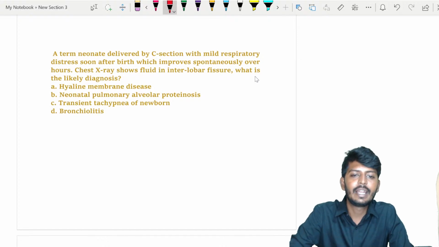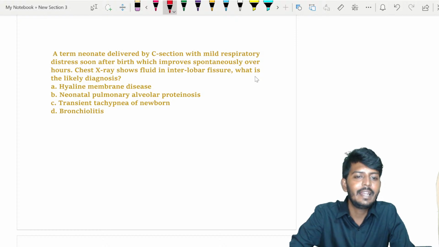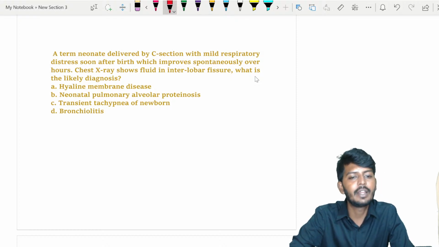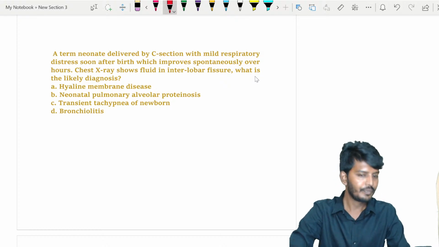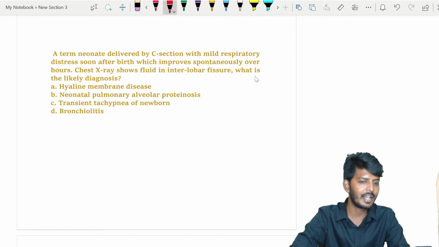A term neonate delivered by cesarean section with mild respiratory distress soon after birth, which improves spontaneously over hours. Chest X-ray shows fluid in the interlobar fissure. What is the likely diagnosis? HMD, hyaline membrane disease, neonatal pulmonary alveolar proteinosis, transient tachypnea of the newborn, or bronchiolitis. So let's understand. What is the answer? Ishan says TTN, transient tachypnea of newborn.